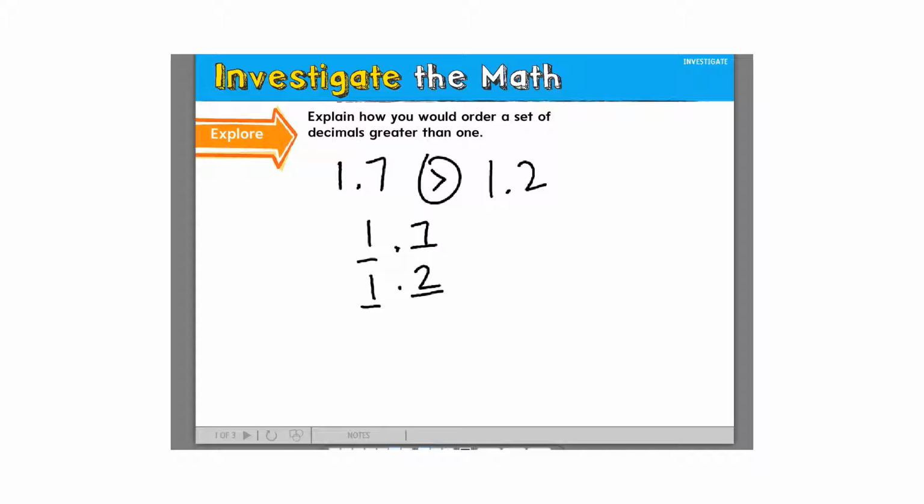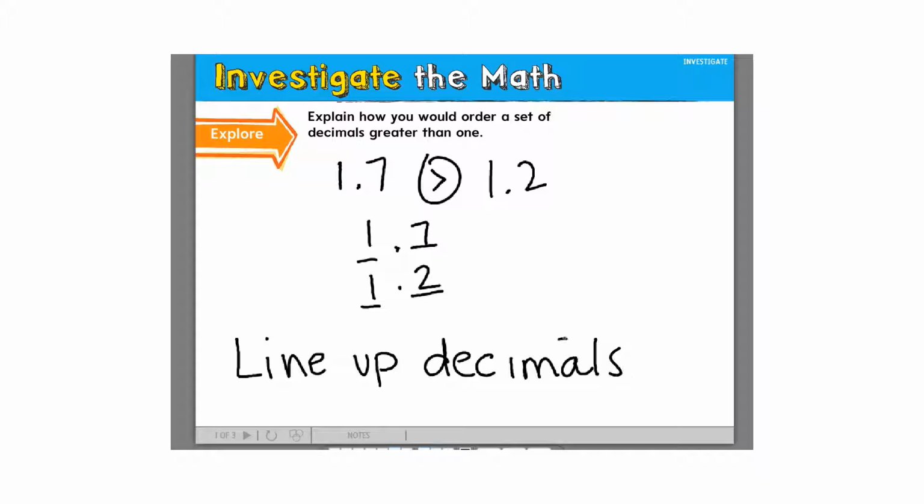See how I'm reading one thing and saying something else? Okay. This is what I want you to have in your notes, because this is for our next one. Make sure you write that and underline it, because it's super, super, super important information. You must line up the decimals when you're comparing 2 or more decimals.